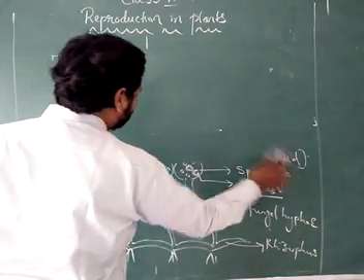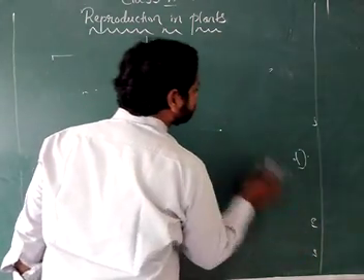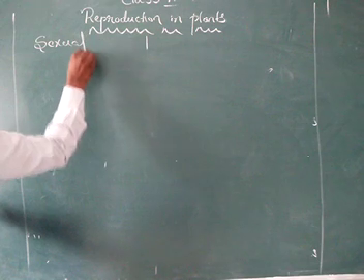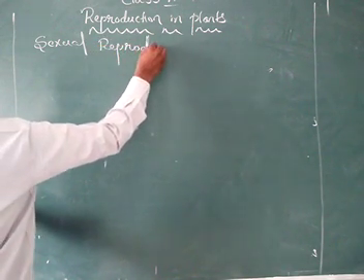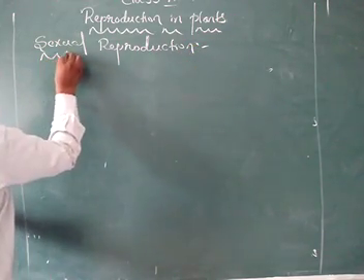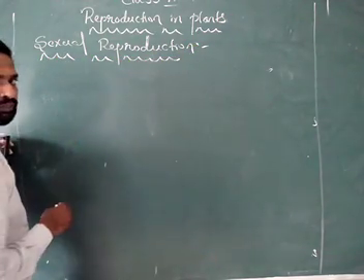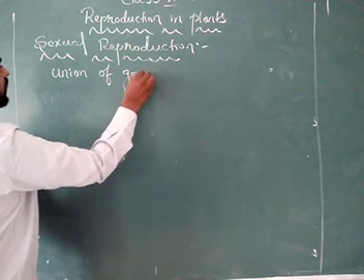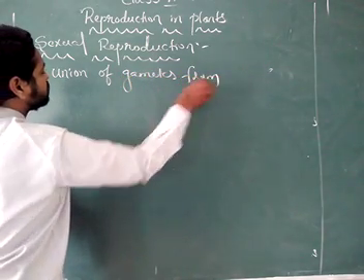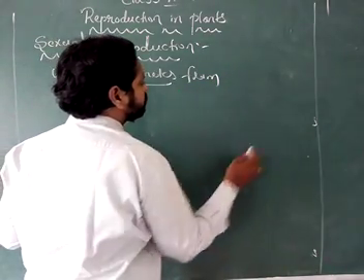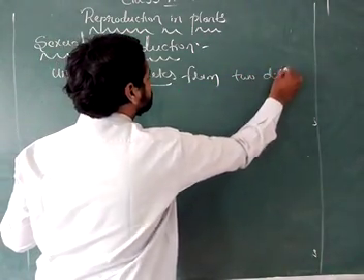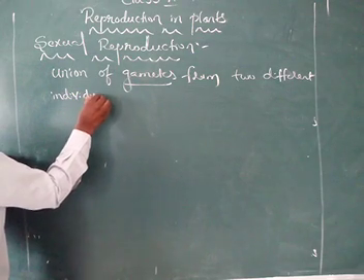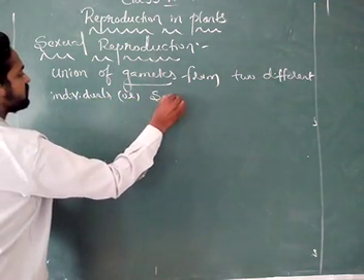Next, sexual reproduction. In sexual reproduction, there will be the union of gametes from 2 different sexes, or 2 different individuals.